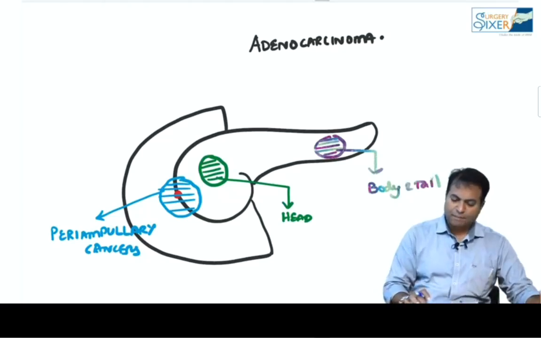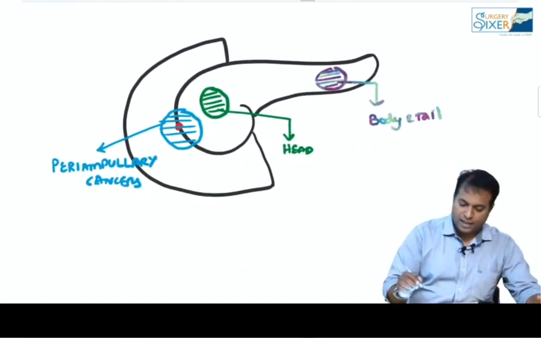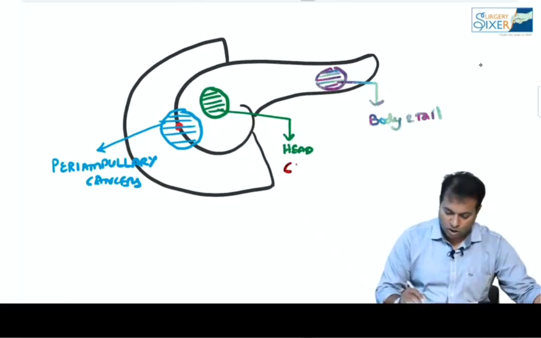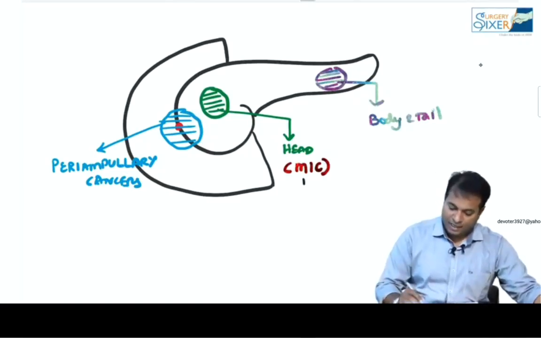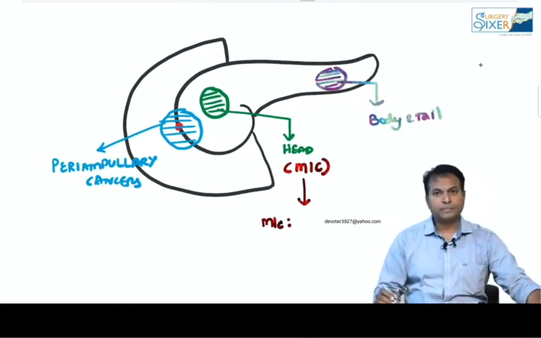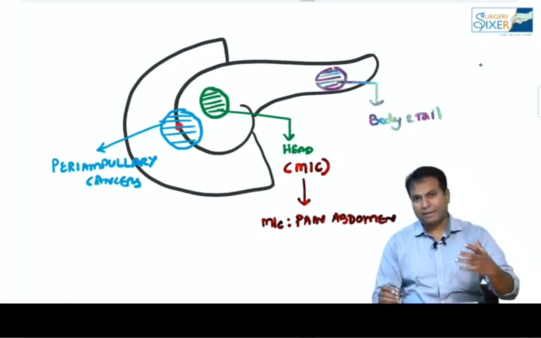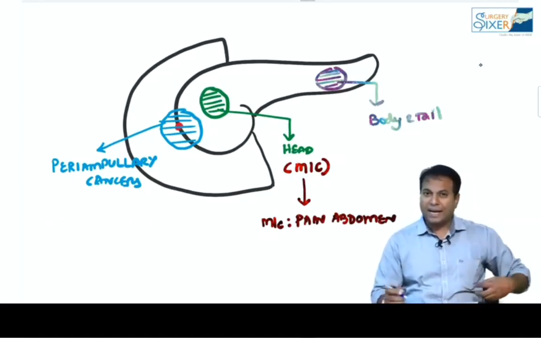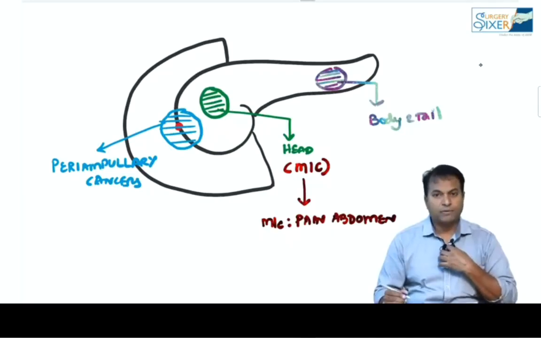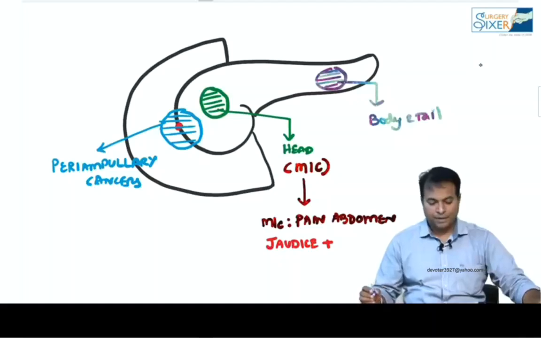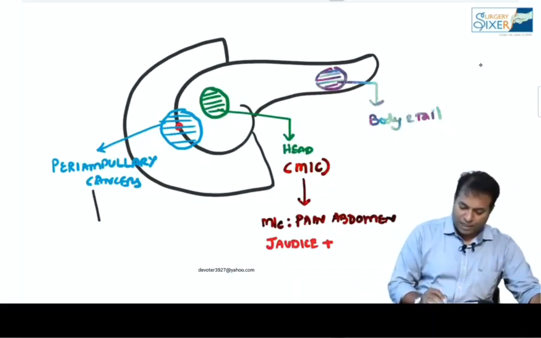Now let us discuss the basic points in pancreatic cancers. Which is the most common site of cancer: periampullary, head, or body and tail? The most common site is the head of the pancreas. In the head of the pancreas, the most common presentation is a typical abdominal pain, like pancreatic pain, in the epigastric region, which can radiate to the back. Pain abdomen is the most common symptom of cancer pancreas. Please don't forget that. It can be associated with jaundice because of compression of the bile duct.